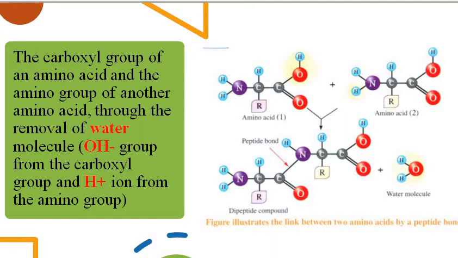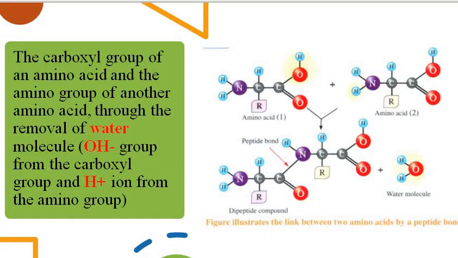Here is the structure of the amino acid. It's a carbon atom connected with 4 bonds: 1 amino group and 1 carboxyl group, which is COOH, and here C is connected to H, and an alkyl group here. So it's an amino acid. Amino acids join together forming a polypeptide chain, and 2 amino acids form a dipeptide compound.